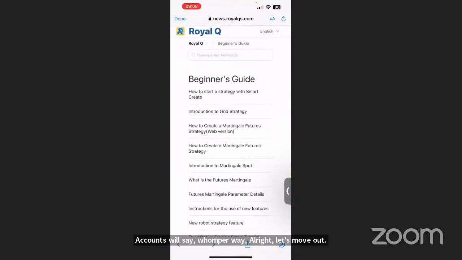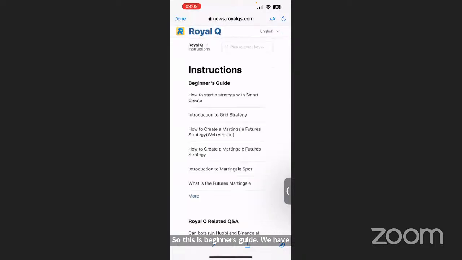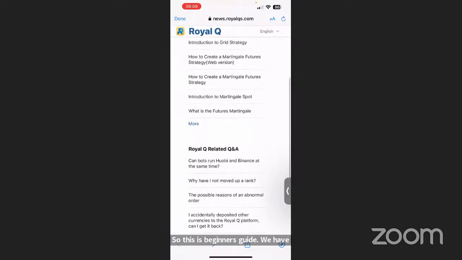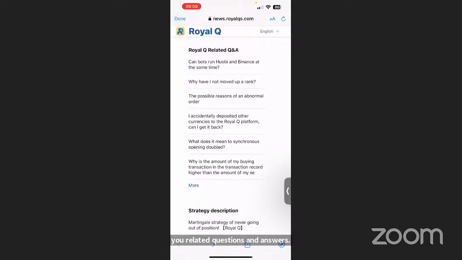Let's go back. So this is the beginner's guide. We have the Royalq related questions and answers. You meet prospects with a lot of questions. Are my funds safe? Don't you think I'll lose? Let them know that your capital is not with Royalq. Your capital is in your exchange, so you have nothing to lose. Strategy description: martingale strategy of never going out of position. That is what we use.